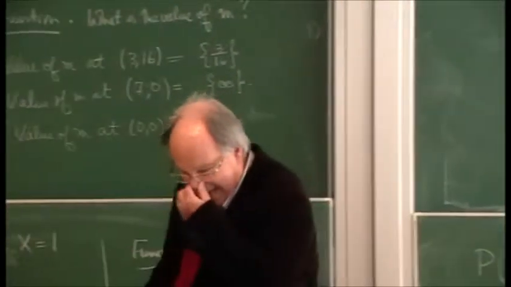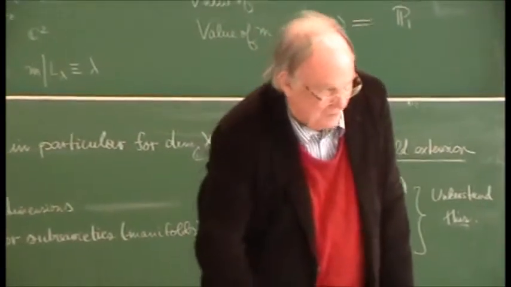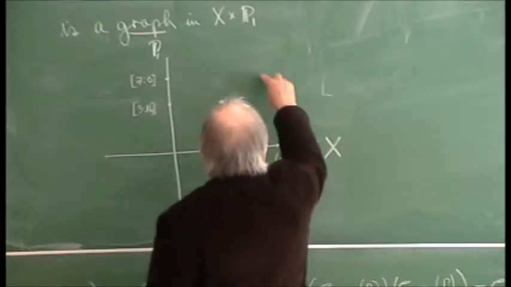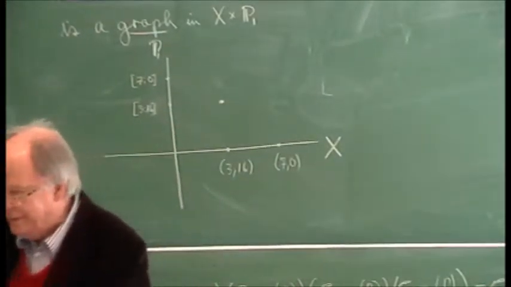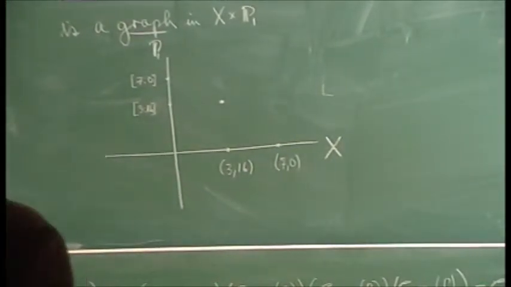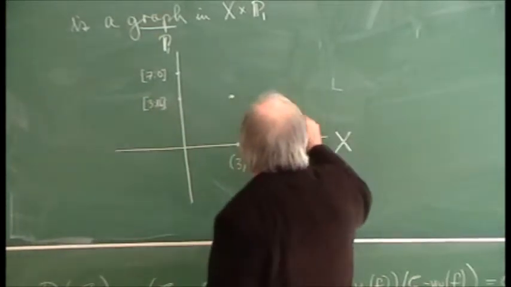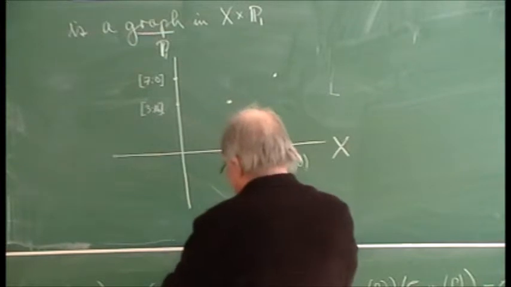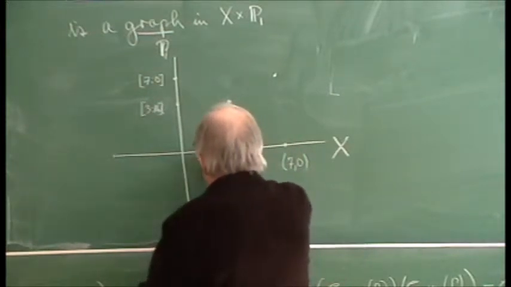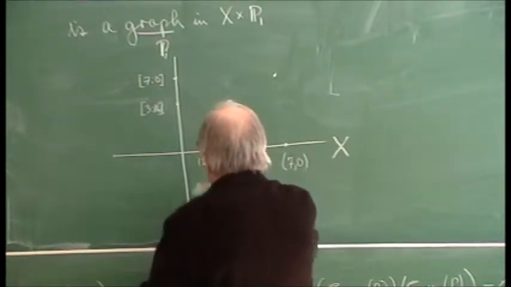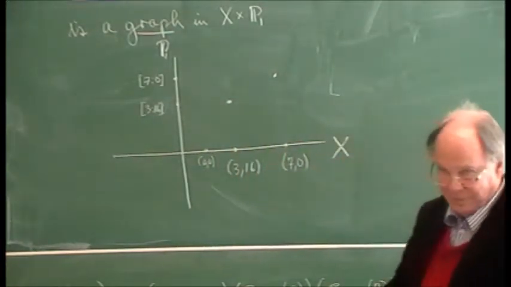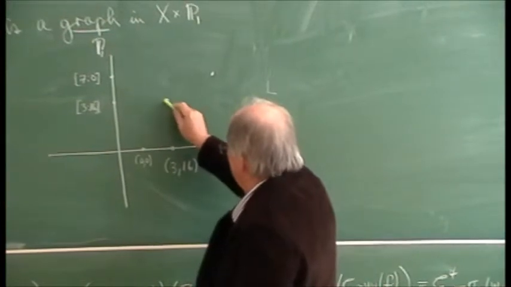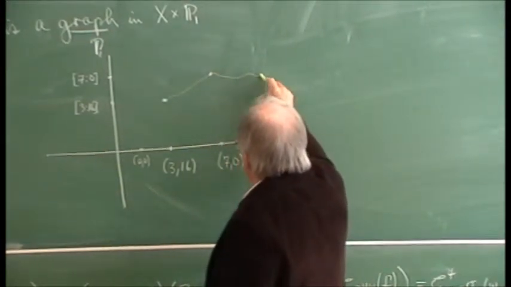Now, any point except for the origin is good. Oh, I didn't draw the picture. It goes here, 7, 0. Now just for fun, let's say that the origin is here, 0, 0. Okay. Well, here's wonderful. This is wonderful. This is the graph.